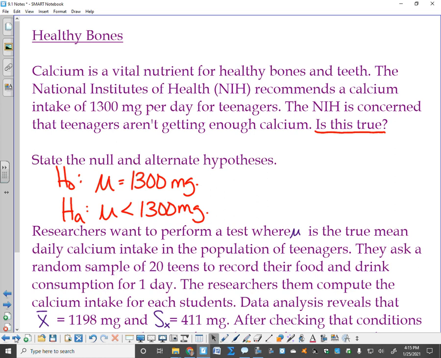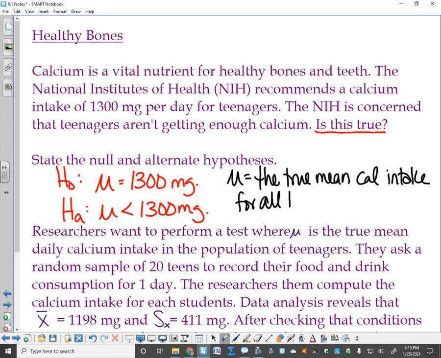Okay, now you just did that. So what have you got to do? You got to come over here and you got to define mu. The true mean, because these are means, won't always be means. There will be proportions here in a little bit. The true mean, what are we measuring? Calcium intake for all teenagers. Daily. Let me do daily intake.